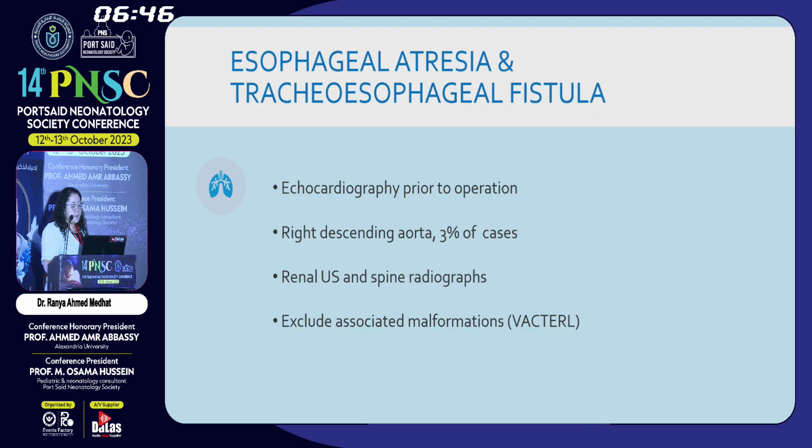Okay. So in an esophageal atresia, what's my next step? I'm going to perform an echo, not only to look at other cardiac anomalies, but also to detect if there is a right descending aorta, which is present in 3% of cases, because it is going to differ with the approach of surgery that the surgeon may use. I must also order a renal ultrasound and spine radiographs or ultrasound and look for any associated malformations, look at the anus, look at the vertebrae and the limbs.